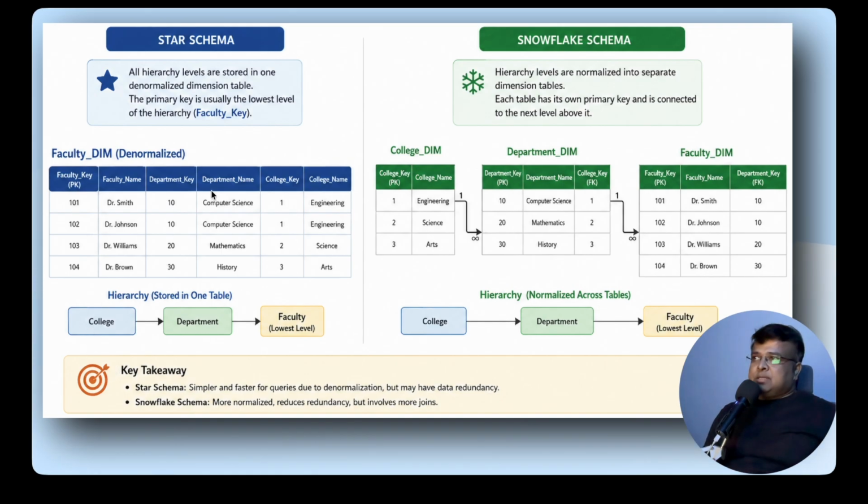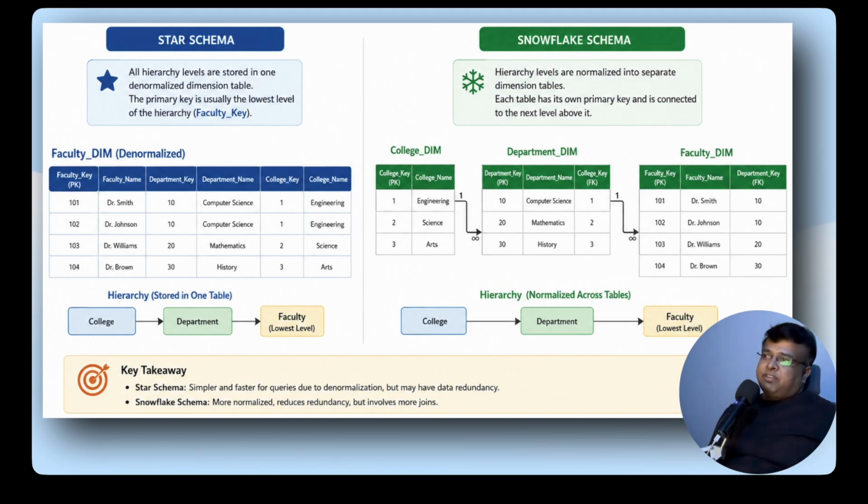Now, in a star schema, all those hierarchy levels are stored inside one big dimension table. So your faculty dimension table would contain faculty information, department information, and college information together in the same table. The primary key is usually the lowest level of hierarchy. In this case, something like faculty key. In a snowflake schema, things are normalized instead. So rather than one large table, you'd have separate tables like faculty dimension, department dimension, or a college dimension. Each table has its own primary key and foreign key relationships connecting it to the next level above it.